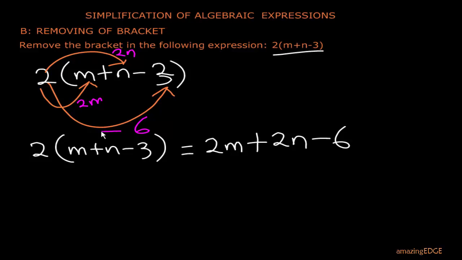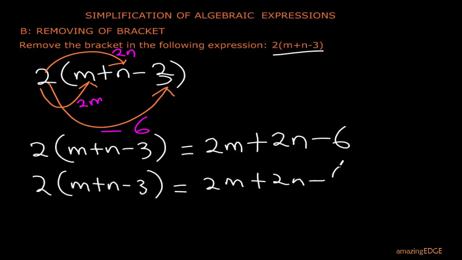So what do we have? Finally, this will now give us 2M plus 2N minus 6. So as you can see, there is no other simplification that will be possible at this point. So what we have is that we can now write that 2 into M plus N minus 3 is nothing else but equals to 2M plus 2N minus 6. And as you have seen, we have succeeded in removing the brackets. And when we remove the brackets, this will be the expected result.